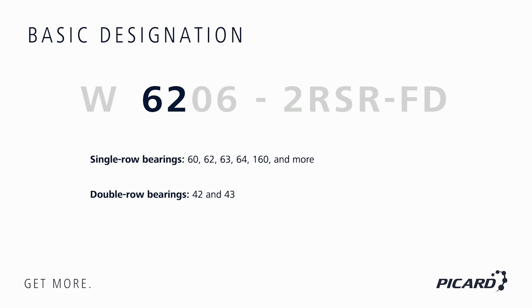Double-row deep groove ball bearings are part of the 42 and 43 series, designed for higher load capacities. Thin section bearings from the 6800, 6900, 618, and 619 series are ideal for compact applications. If you're interested in learning more about different bearing types, we recommend our webinar on the fundamentals of deep groove ball bearings, where we go into even more detail.